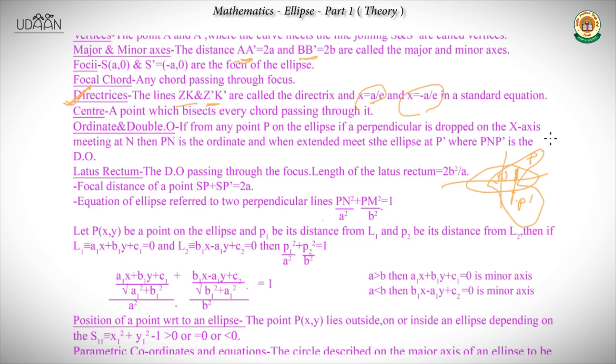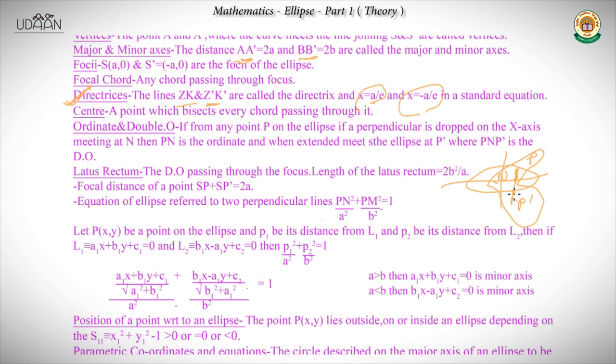Next, the double ordinate passing through a focus is nothing but the latus rectum. So when the double ordinate passes through the focus, it's known as the latus rectum, and the length of the latus rectum is 2b square by a. We need to remember the formulas. For the standard equation, its length is 2b square by a.